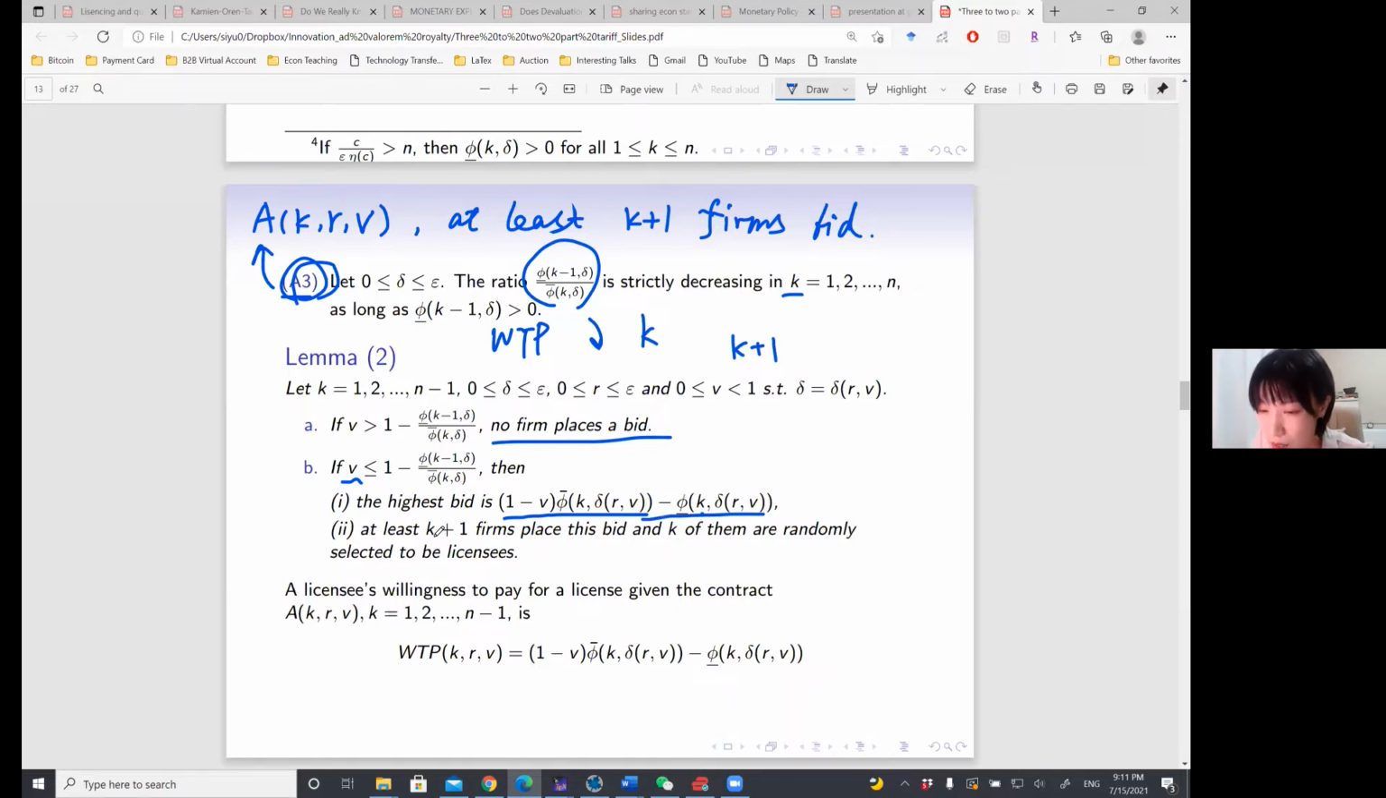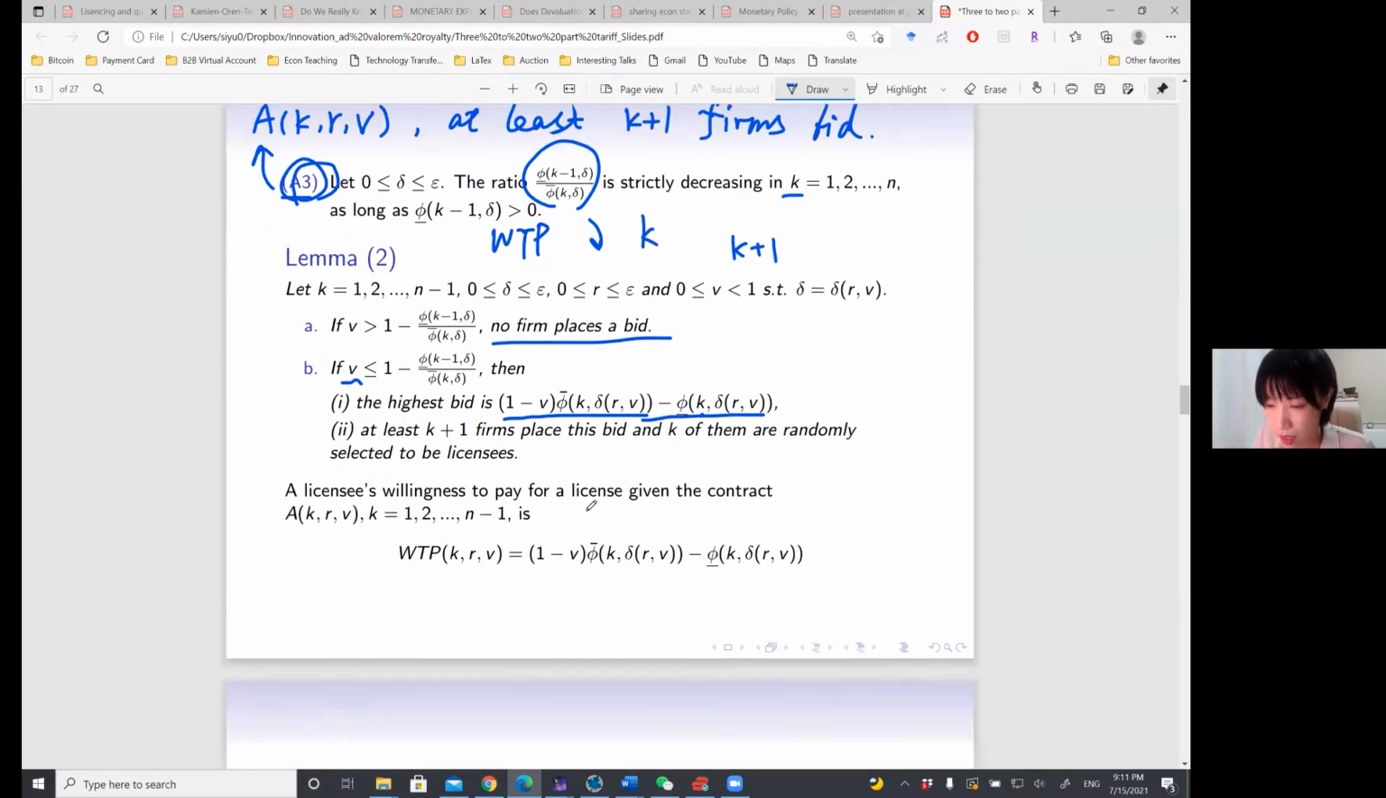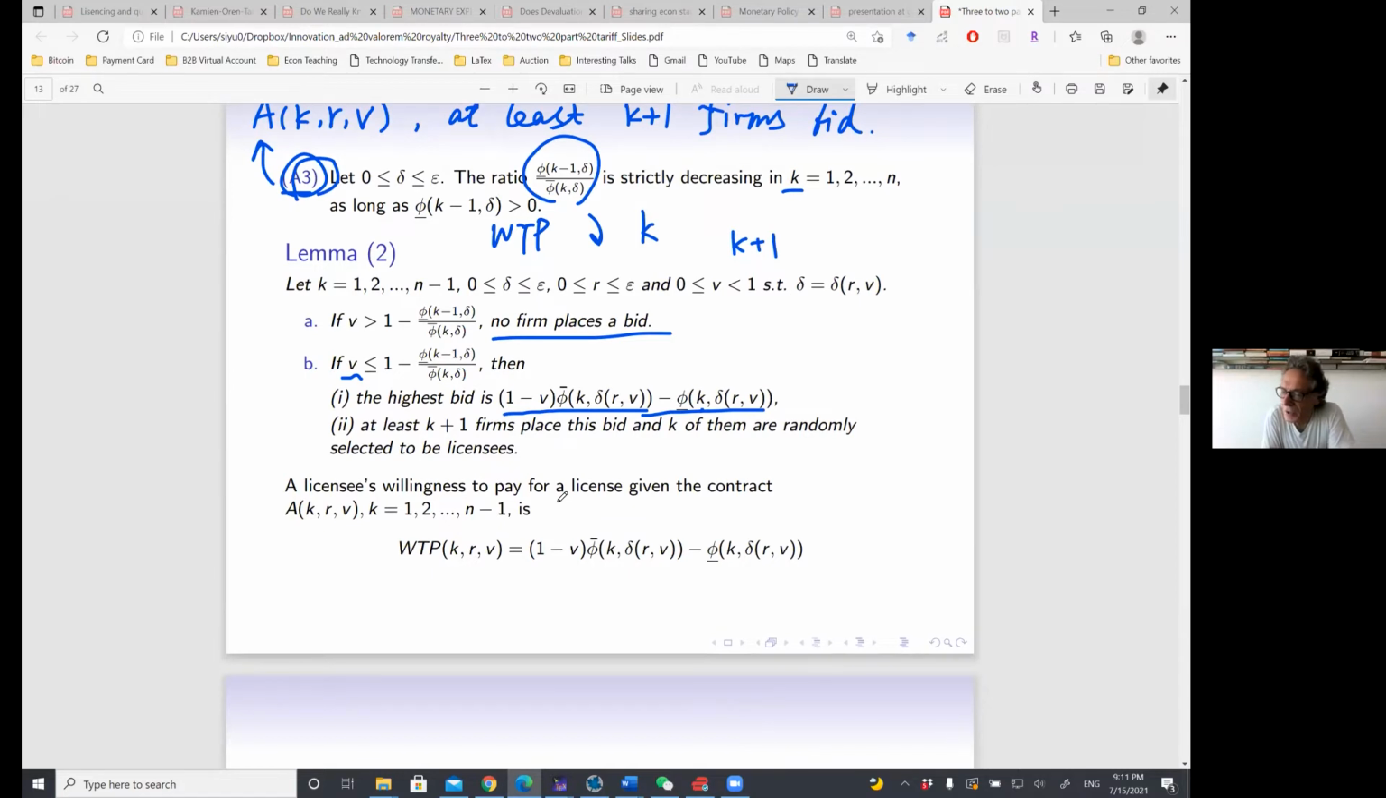And at least K plus 1 firms will place a bid. K of them will be randomly selected. So it avoids the case that the innovator announced K, but fewer than K show interest. Then in equilibrium, we don't know how many firms will be the licensee. It avoids this complication.